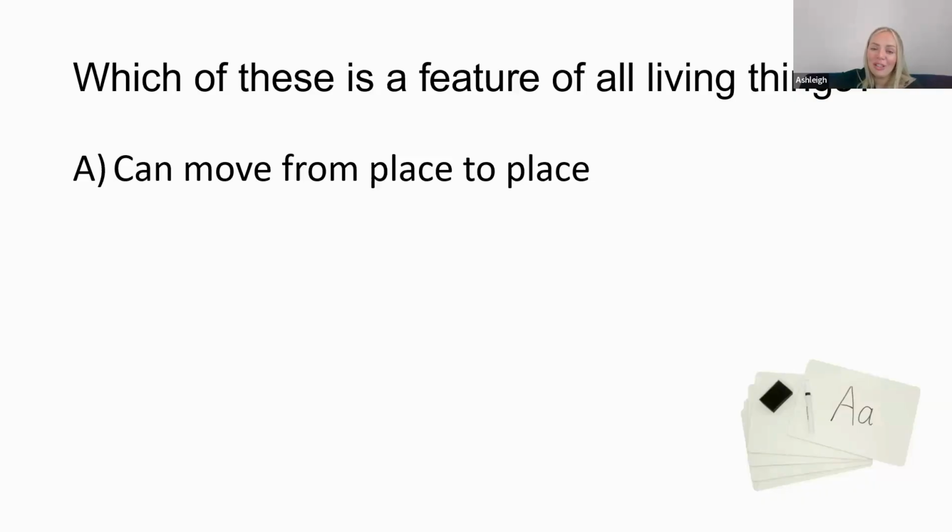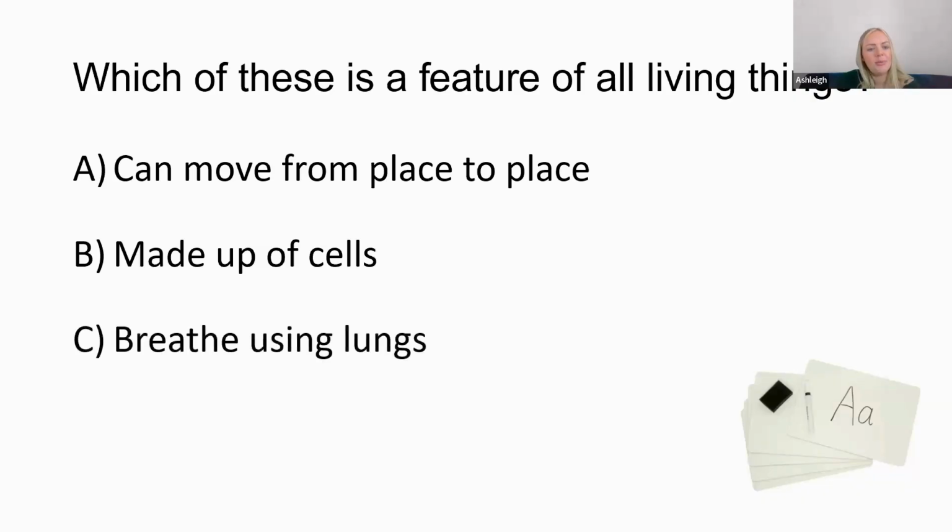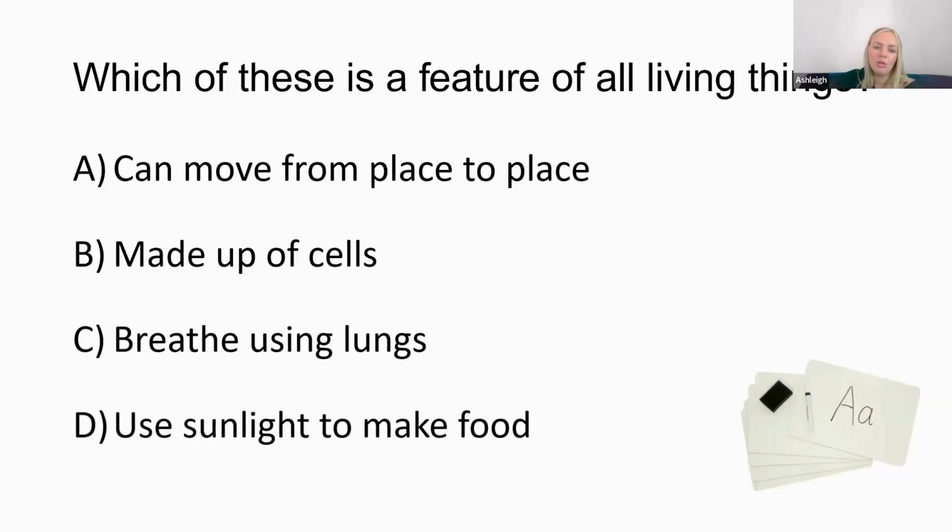However, they have already been told that. And they also can tell you what a mammal is specifically and go into all these different categories. So which of these is a feature of all living things? Is it A, can move from place to place? Is it B, made up of cells? C, breathe using lungs? Or D, use sunlight to make food?